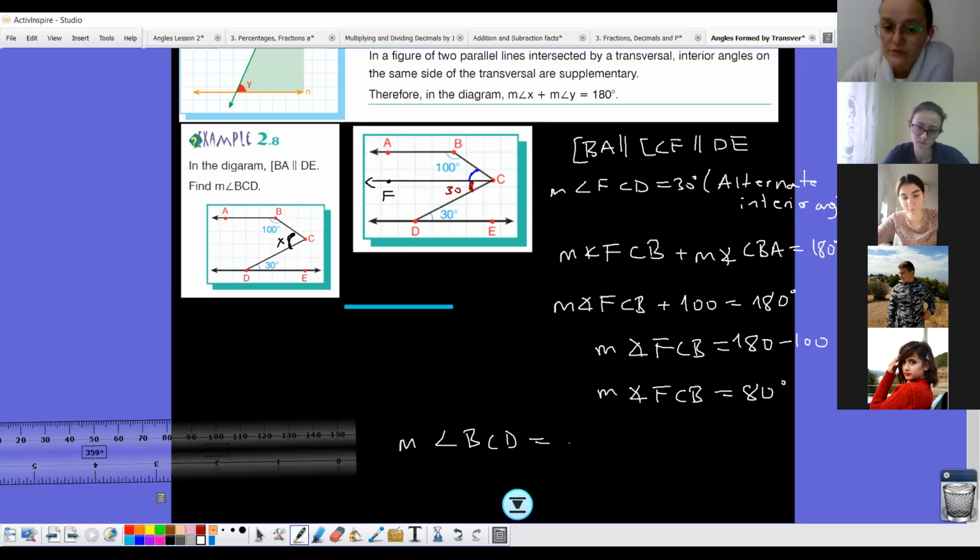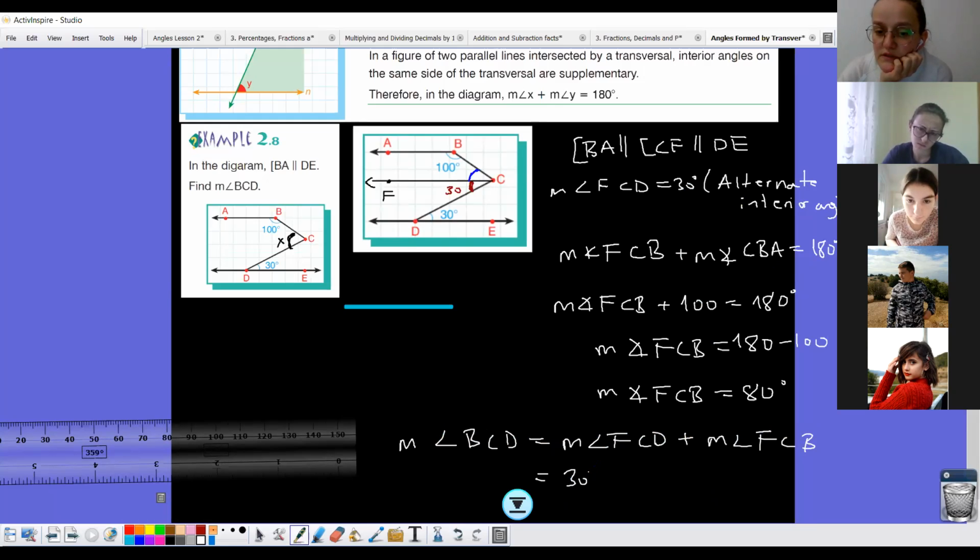Now the angle that we are looking for, measure of angle BCD, is equal to measure of angle FCD plus measure of angle FCB. The sum of these two angles that we found here will be the one that we are looking for. So FCD, we found that it is 30 degrees, plus FCB 80. So it is 110 degrees. It's okay? Did we understand?